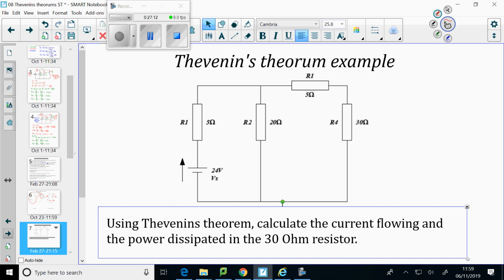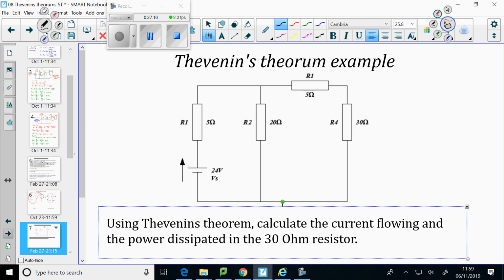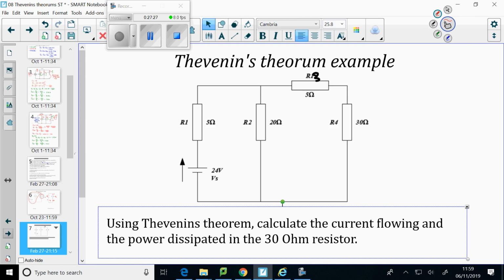Why do you label them R1, R2, R1, R4? That's a misprint that's been there a long while. Alright? Sorry. It's not a deliberate mistake.